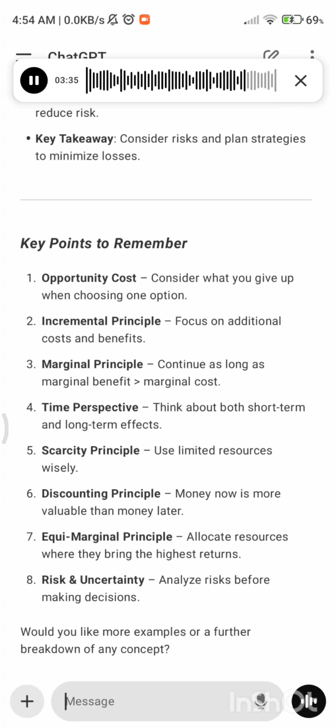Key points to remember. 1. Opportunity cost. Consider what you give up when choosing one option. 2. Incremental principle. Focus on additional costs and benefits. 3. Marginal principle. Continue as long as marginal benefit exceeds marginal cost. 4. Time perspective. Think about both short-term and long-term effects. 5. Scarcity principle. Use limited resources wisely. 6. Discounting principle. Money now is more valuable than money later. 7. Equimarginal principle. Allocate resources where they bring the highest returns. 8. Risk and uncertainty. Analyze risks before making decisions.